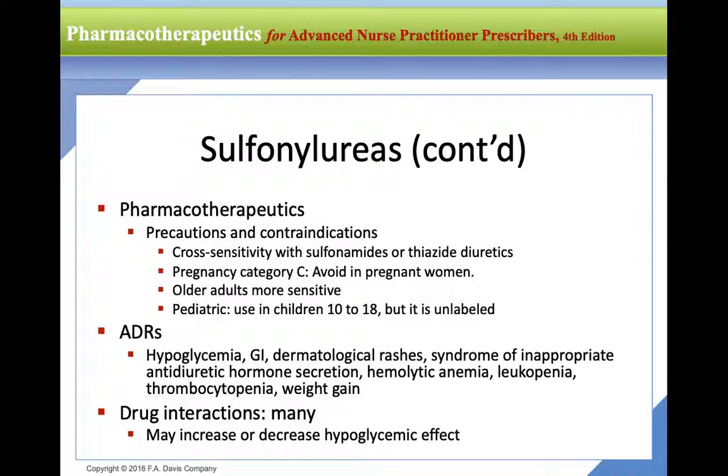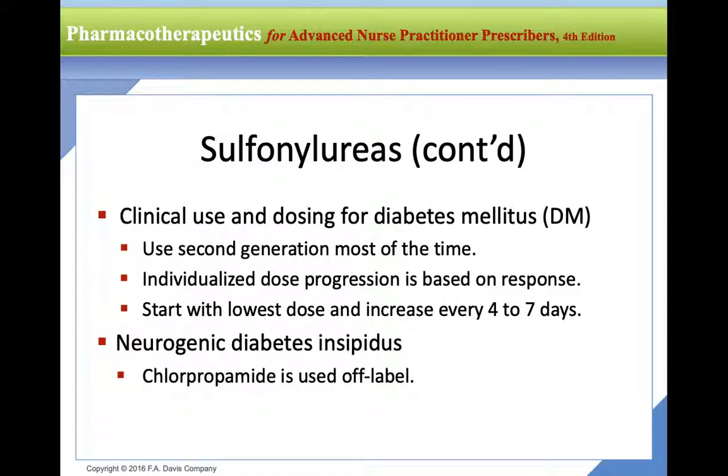You want to watch for cross sensitivity with a sulfa allergy. Older adults are more sensitive. And the adverse drug reactions: hypoglycemia, dermatologic rashes, so anybody who has a sulfa rash, SIADH, syndrome of inappropriate antidiuretic hormone secretion, is possible. It's rare, but it's possible. And you may see some weight gain. Drug interactions are basically things that may increase or decrease its hypoglycemic effect.